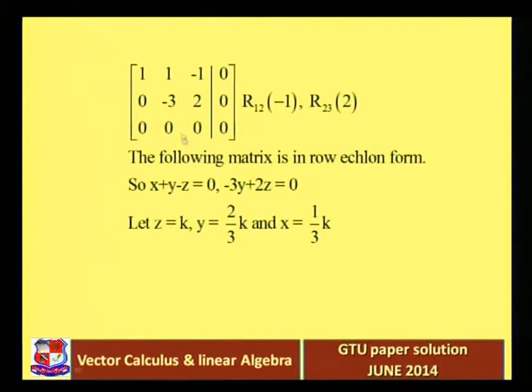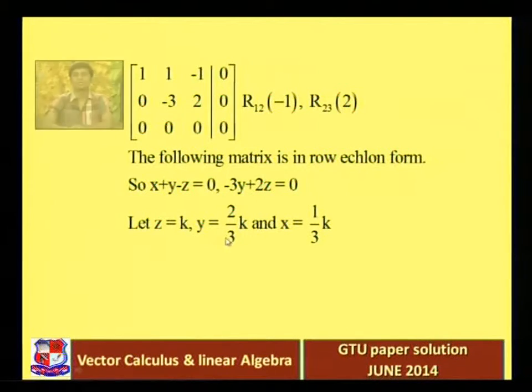In this row echelon form matrix, we get x plus y minus z is equal to 0, and then minus 3y plus 2z is equal to 0. So let z is equal to k, okay, because in which column we don't have any leading entry. You can see first column we have leading entry, second column we have leading entry, this is our leading entry. The third column we don't have any leading entry, so that's why the third column is for z, and that's why we are taking z is equal to k.